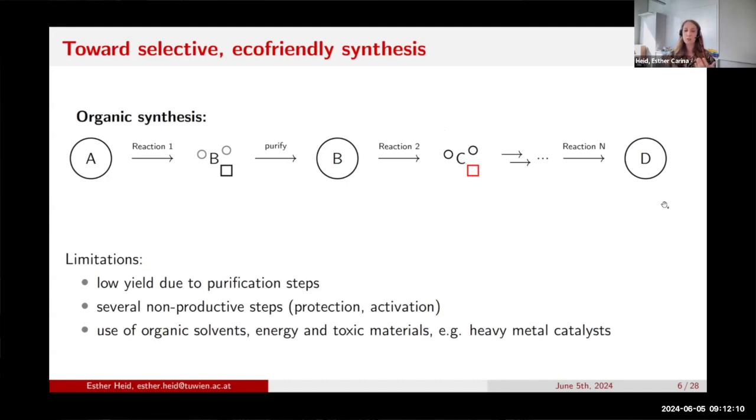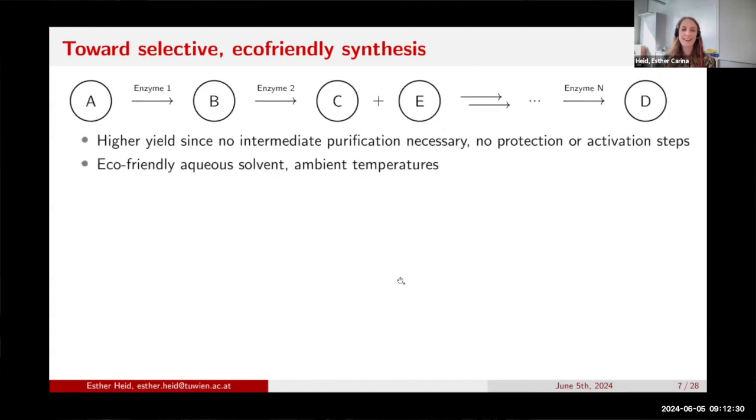So overall, this multi-step reaction will be low yield because you have to do purification steps. There will be a lot of unproductive steps. It's just protection and deprotection, activation, because some of those functional groups will not be compatible to each other. And you use organic solvents, energy, possibly toxic materials. So I wanted to move away from that. And of course, we all know now we can do this by enzymes.